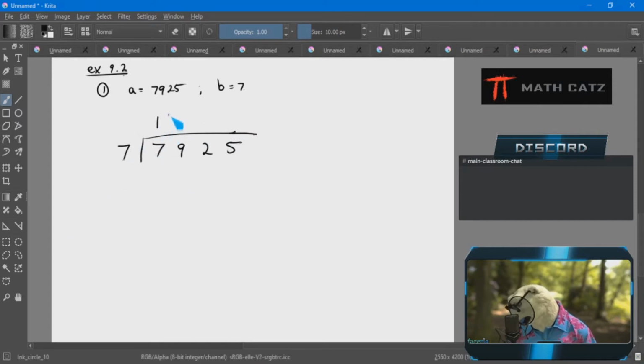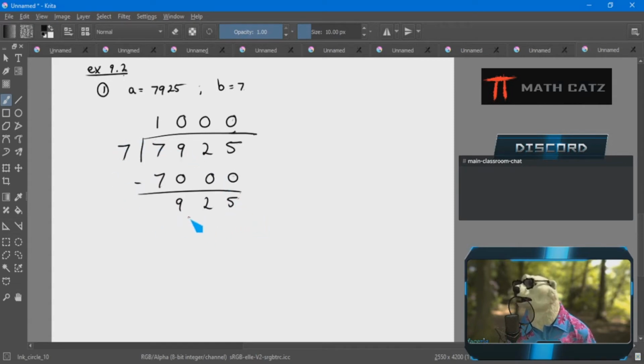But my 1 is in line with the 7,000 place. Well, maybe I can write it like this. Maybe that's better. 7 goes into 7,000 1,000 times. 1,000 times 7 is 7,000. So that shows how much of my original number is accounted for. I've used 7,000 already. So I want to subtract to see what I have left. And I have 925 left.